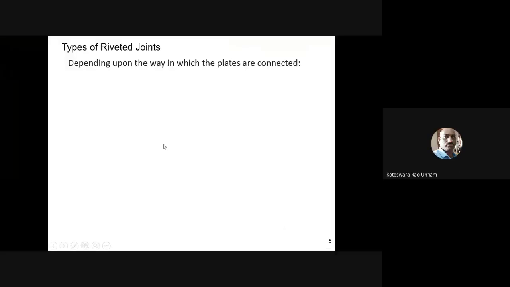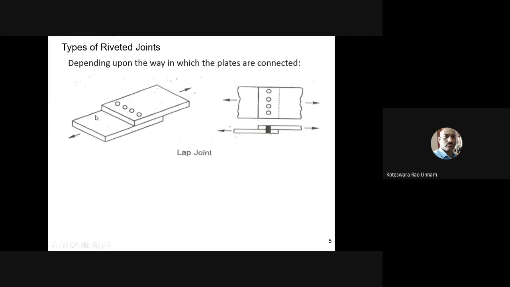Right. So based on how the plates are connected, how the plates are joined, the joints are classified into two categories. One is called lap joint, the other one is butt joint. So this is what we'll call a lap joint.